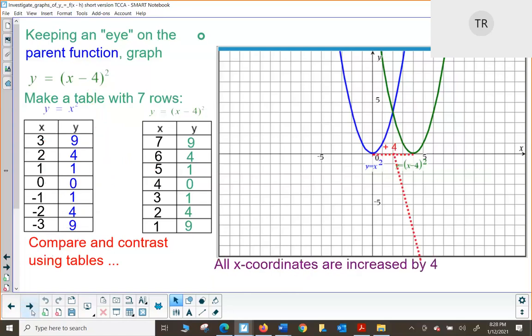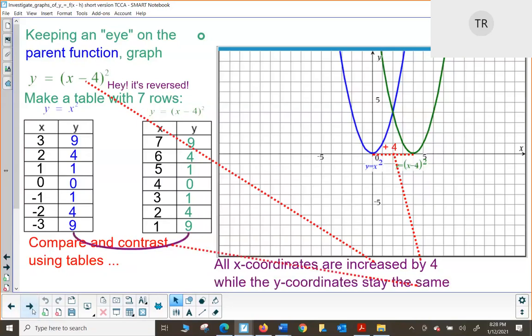So all the x coordinates are increased by 4 because of the x minus 4 inside the parentheses being squared. And so it's reversed from what we thought it would be. And I'm going to address that, okay? So the x coordinates are increased by 4. The y coordinates stayed the same.